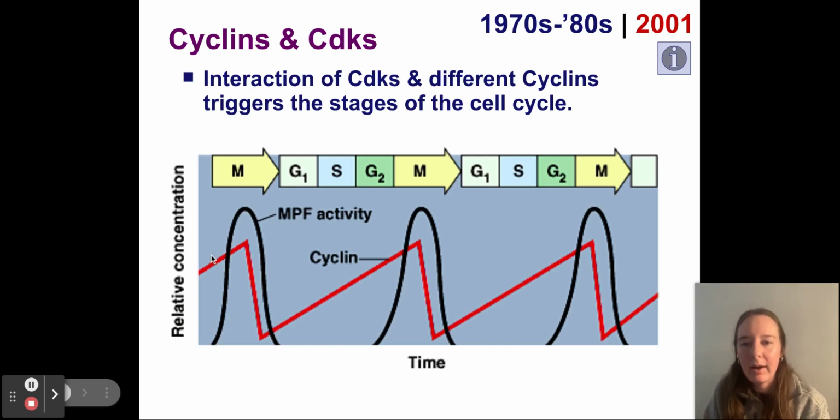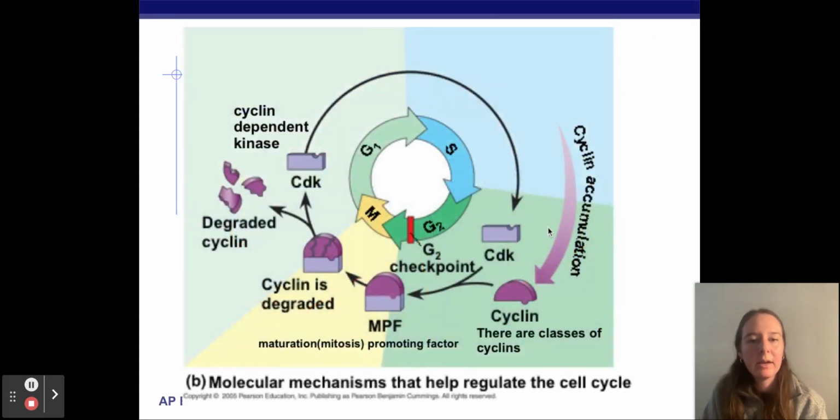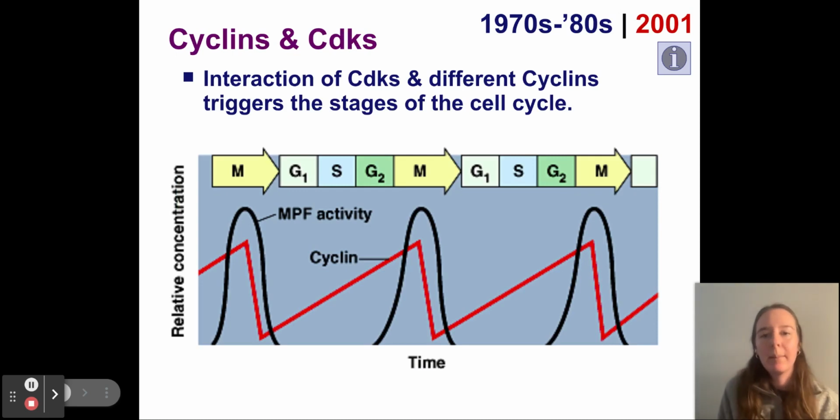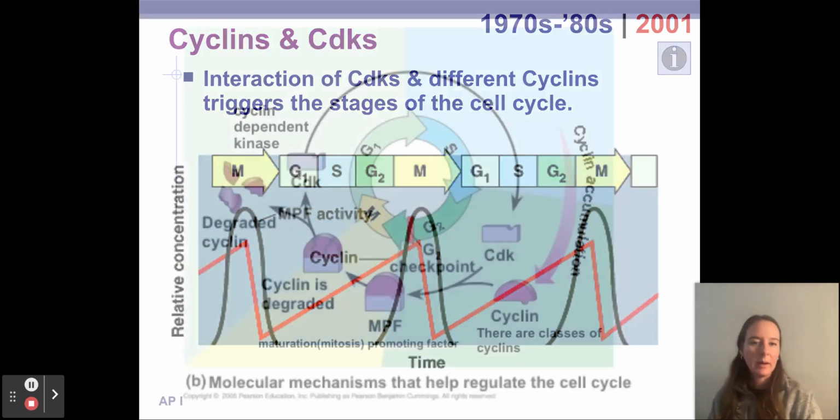And notice here that we have a lot of cyclin too. Why do we have a lot of cyclin? Well, it's because the cyclin has now increased its concentration so it can bind and be attached to the CDK, which can turn on the MPF, right? And then it will go away. So it'll be degraded. And so the MPF turns off, right? It's not working because it doesn't have a cyclin attached. But then once you get to the next M phase, the cyclin concentration will increase, which will increase the MPF as well.